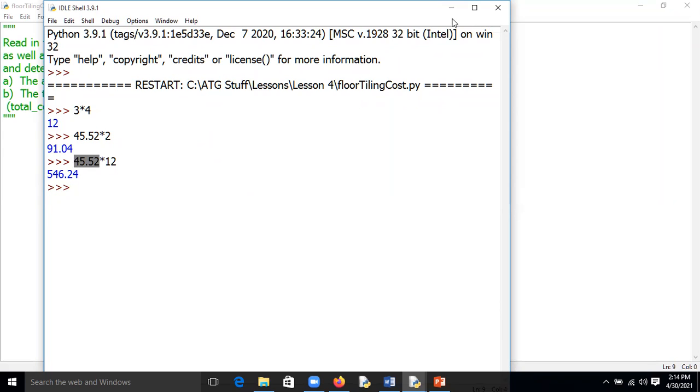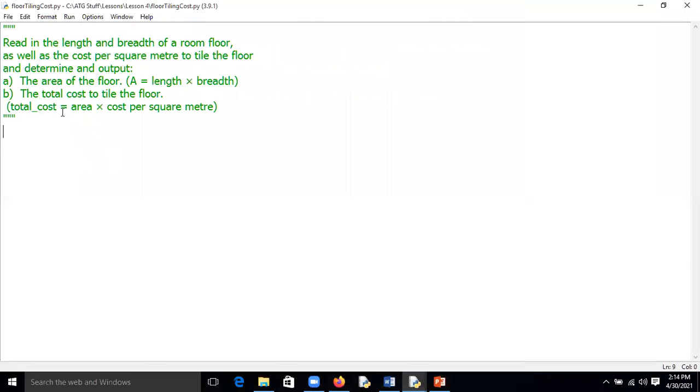Okay, so let's go and look at how we would solve this problem. Firstly, like I said, we need to read in three things. We need to input the length, the breadth, and the cost per square meter, right? So this is going to be input and casting.